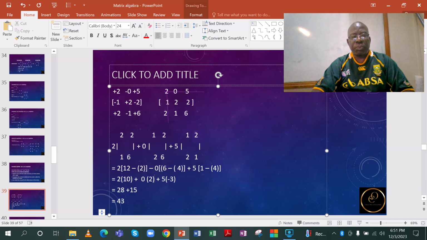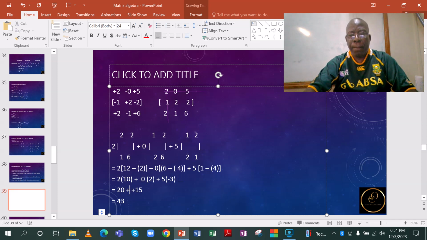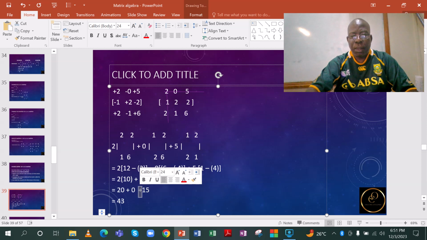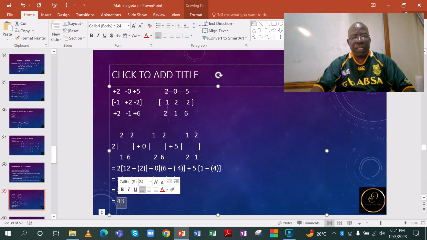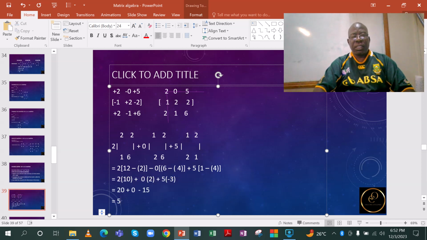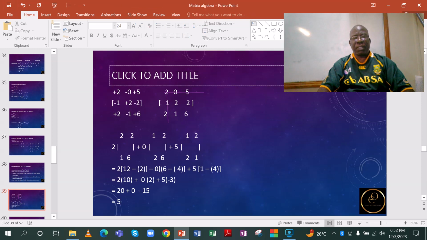Okay, which is 2. So when you evaluate this one, it will give you 20 plus 0 minus 15 minus 15, which is going to give you basically 5. That's the determinant of this 3 by 3 matrix. That's how you calculate the determinant of this 3 by 3 matrix.